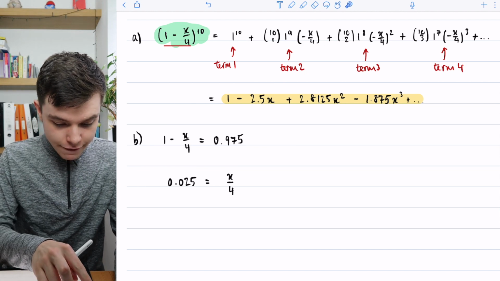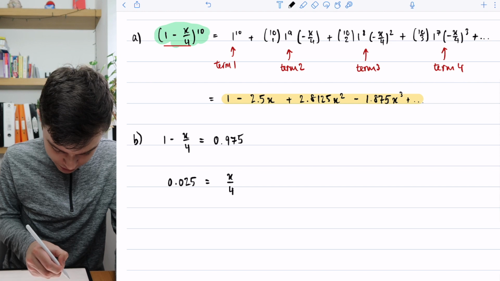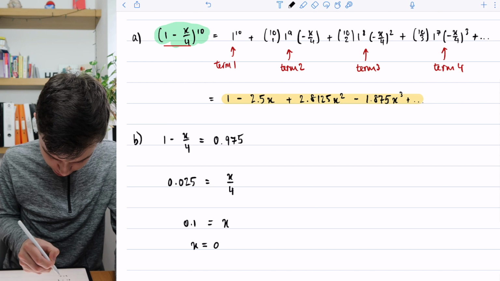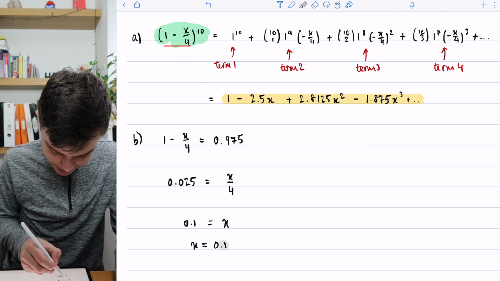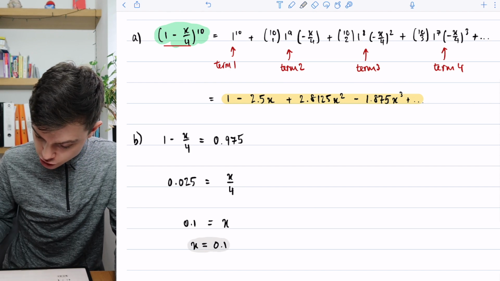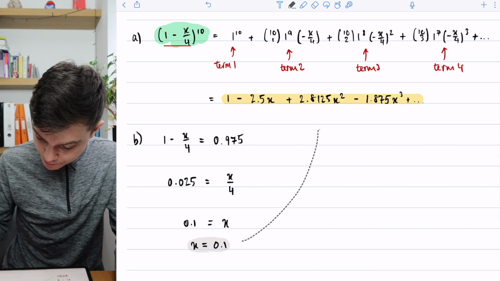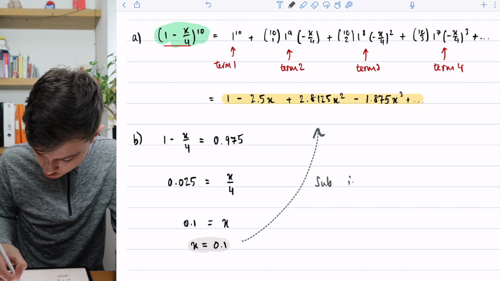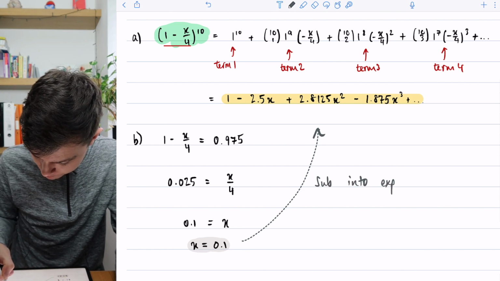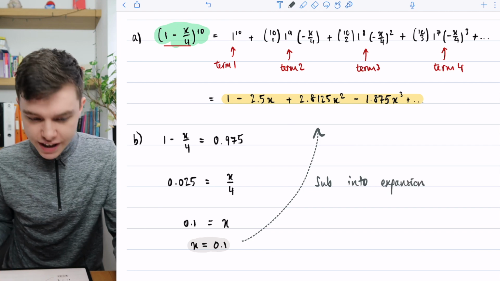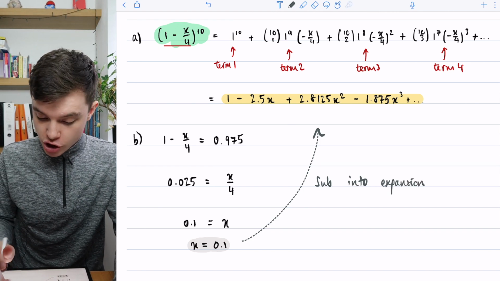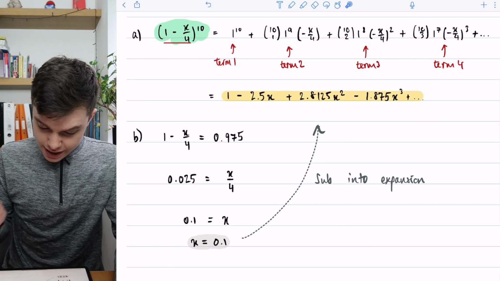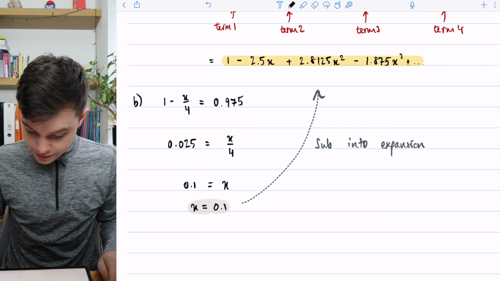Then if I multiply that by 4, I get 0.1. So I get 0.1 is equal to x. I'm going to write it the other way around. It still means the same thing. And then this is the x value that I'm going to substitute into there. I'm going to substitute it into my expansion. And I'll write that here. Sub into expansion. Hopefully you can see that is the x value we need to substitute, not this decimal, into the expansion, okay? So that's the x value we need to substitute, so let's do that.